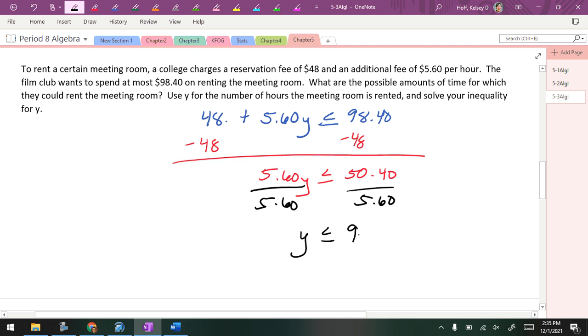What are the possible amounts of time for which they could rent the meeting room? 9 or lower, right? Less than or equal to 9. What label would be on there? Hours. I hope they're not renting a room for 9 minutes. Seems like kind of a waste. Oh, okay.